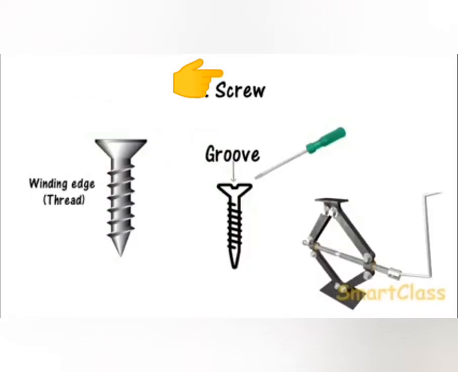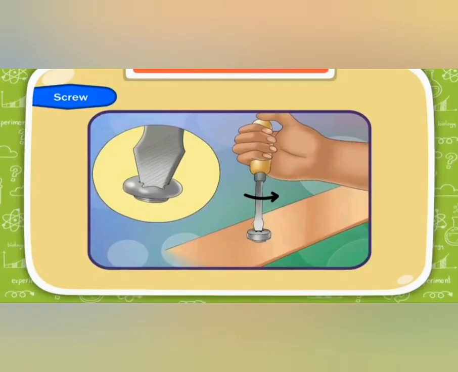The final simple machine is the screw. We can find screws in our house also. A screw is a kind of inclined plane which is wrapped around a rod. A screw looks like a nail with grooves in it. A screw has a winding edge called the thread. This winding edge of the screw is actually an inclined plane. The head of the screw has a groove for holding with the help of a screwdriver.